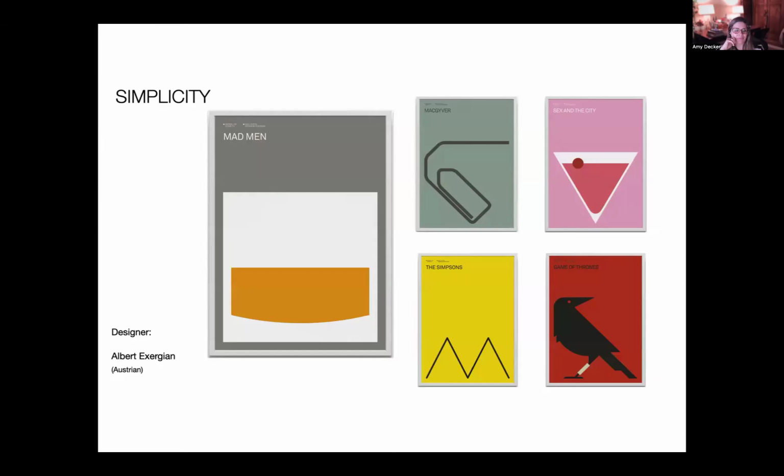Here's another example. Albert Exergian's iconic TV posters represent a new generation's response to a legacy of Swiss modernism. Albert plays with the idea of using reductive imagery to unlock the essence of a complex subject. His posters merge the international language of American television shows with modernist, high-minded international style.